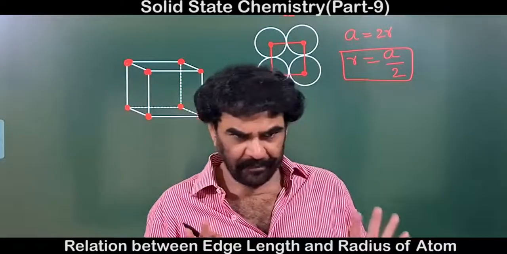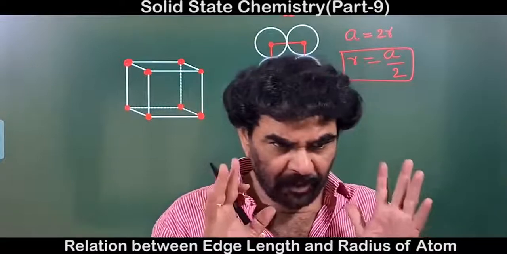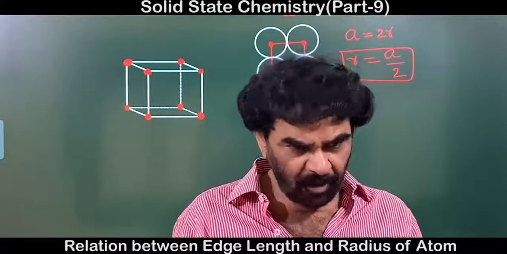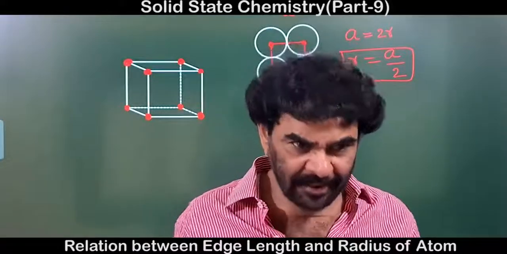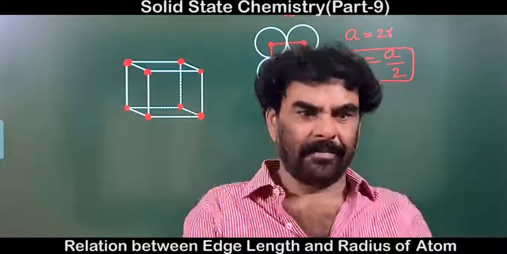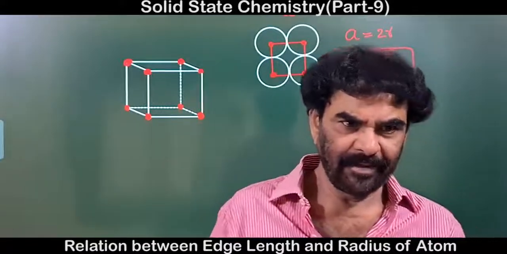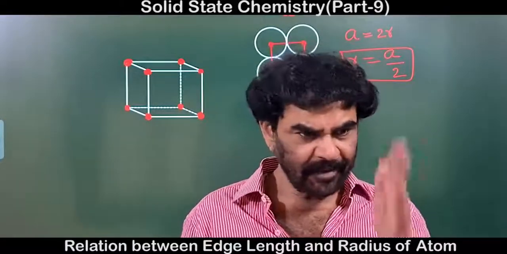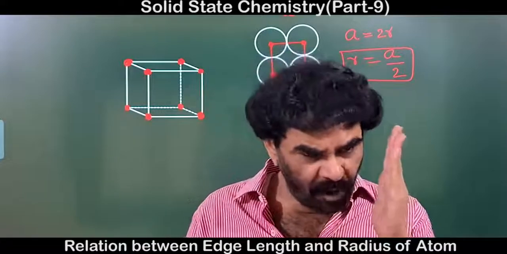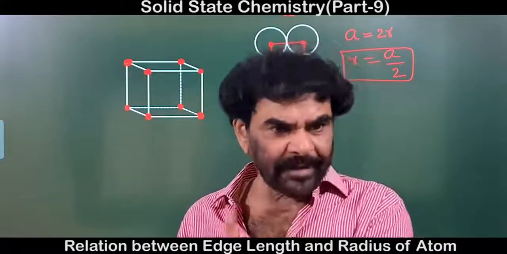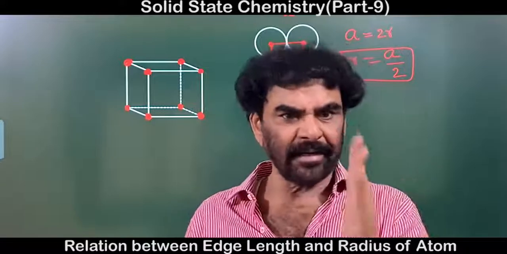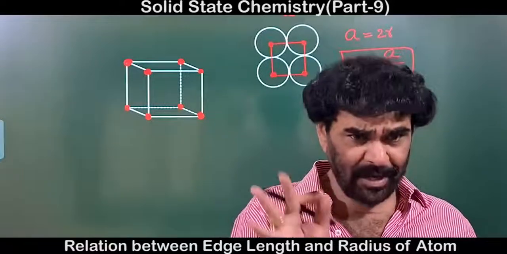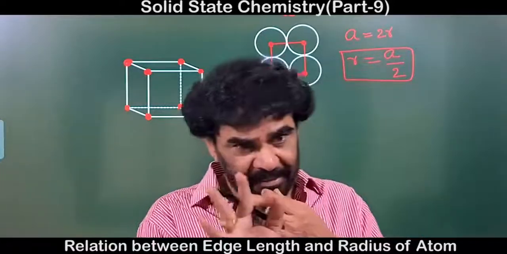What I am talking about, the relations that we are deriving today, are only applicable to the cubic systems, that is, the simple cubic unit cell, the body centered cubic unit cell, and the face centered cubic unit cell. Finally, we are deriving the relation between the edge length.